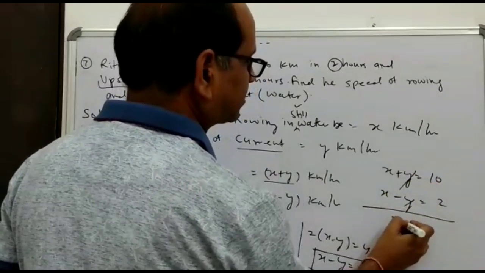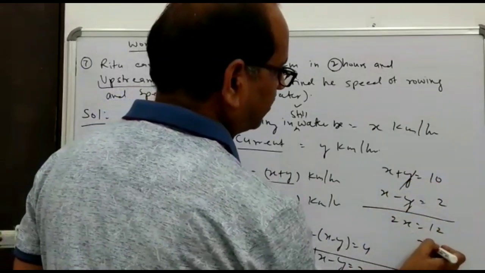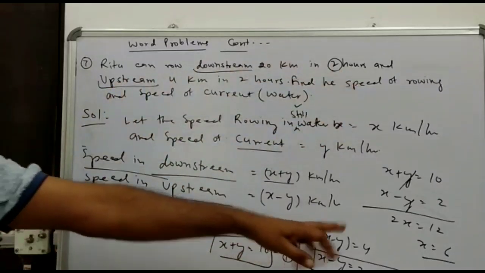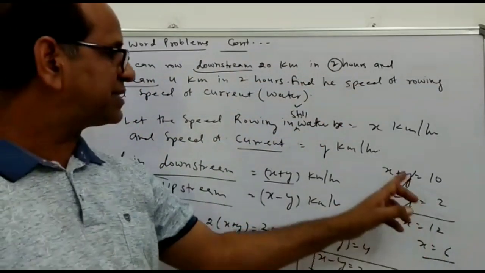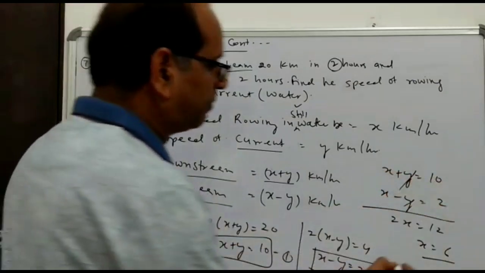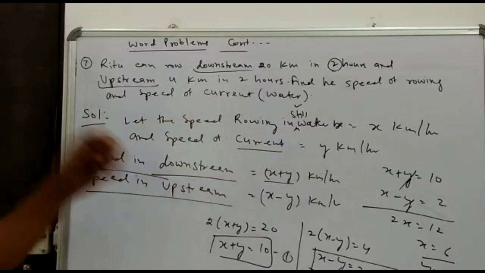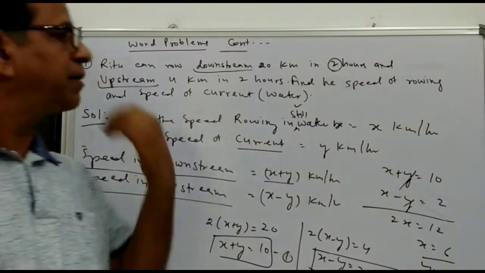So y and y cancel. 2x equals 12, so x equals 6. So the speed of rowing is 6 km per hour, and if you put this 6 here, the value of y will be 4. So the speed of the current is 4 km per hour.